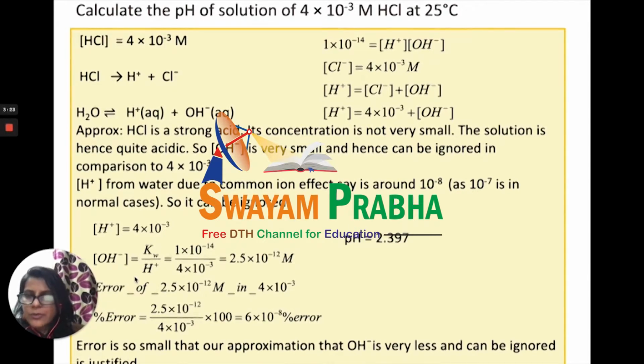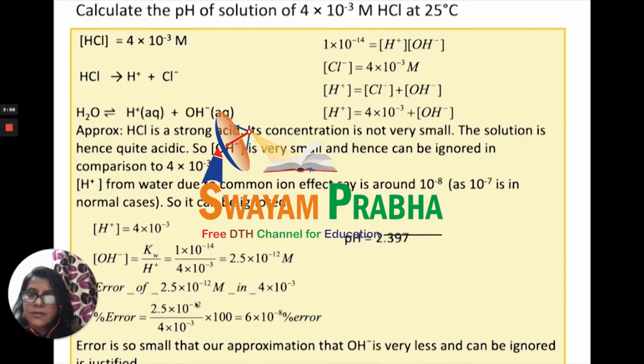If we want to find out the concentration of OH minus, then it will be equal to Kw upon H plus. Just substitute and you will get 2.5 into 10 to the power minus 12 molar. Now, how much is the error in the solution if we have ignored H plus contribution from the water? The amount of OH minus that you are seeing here is actually equal to the amount of H plus which is coming from the water. So the H plus in the solution from the water is equal to 2.5 into 10 to the power minus 12.